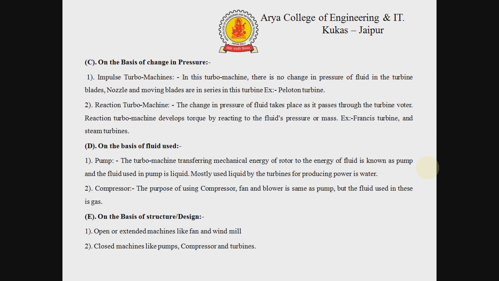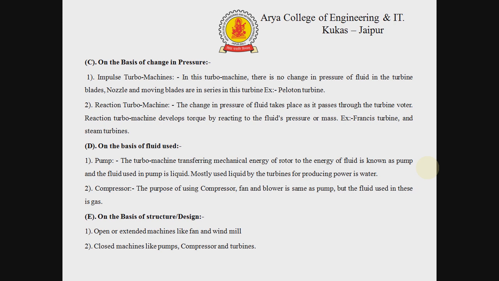First we discuss a brief introduction to the impulse turbo machine. In this type of turbo machine, there is no change in pressure of the fluid in the turbine blades. Nozzles and moving blades are in series in this type of turbo machine. Example, Pelton turbine. Then second is reaction turbo machine. The change in pressure of the fluid takes place as it passes through the turbine chamber. The reaction turbo machine develops torque by reacting to the fluid's pressure or mass. Example, Francis turbine and steam turbine.